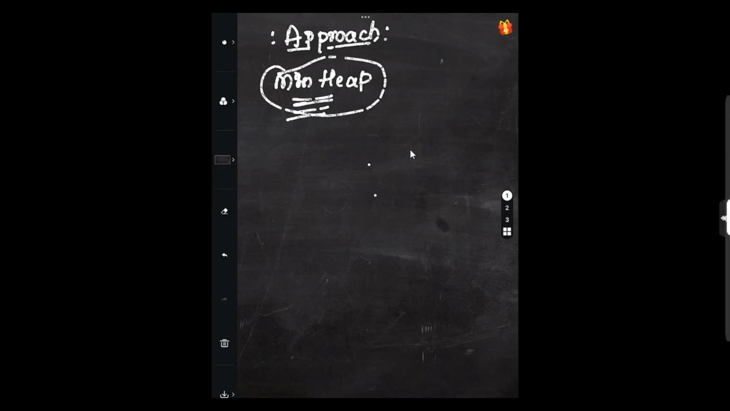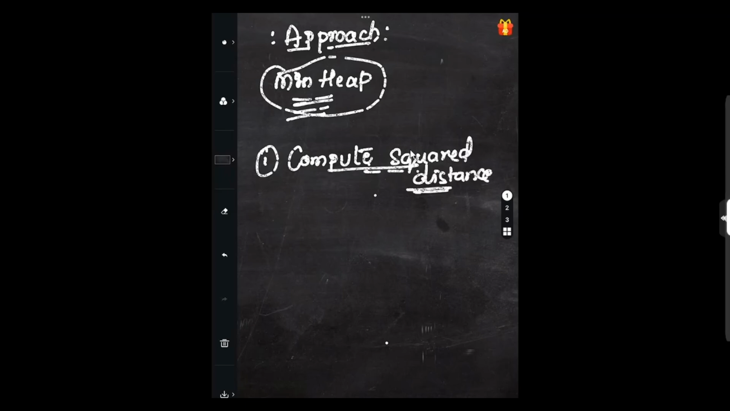Let's discuss the step by step approach. First, we have to compute the squared distance. This will be the first step. Squared distance is nothing but d square equals x square plus y square. We have already considered this. For each point x comma y, we will be computing d square equals x square plus y square. Nothing but we are computing the squared distance. No need for the square root. We have already discussed this. This will be the first step.